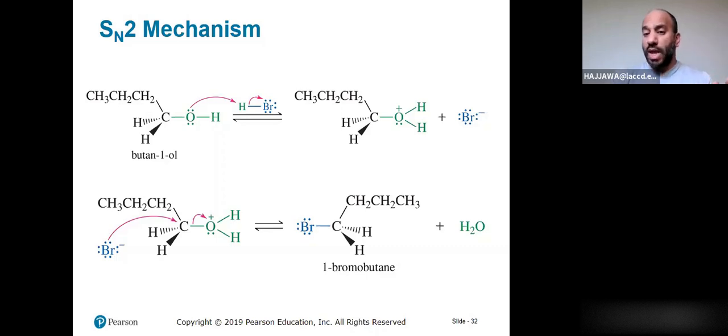So what's going to happen instead, the Br minus will attack the primary carbon, kick off H2O, and that's how you end up making the alkyl halide from a primary alcohol. Keep in mind, HX, whether I have an HCl, HBr, or HI, will go through the same pathway. SN1 for secondary and tertiary alcohol, and SN2 for a primary alcohol.